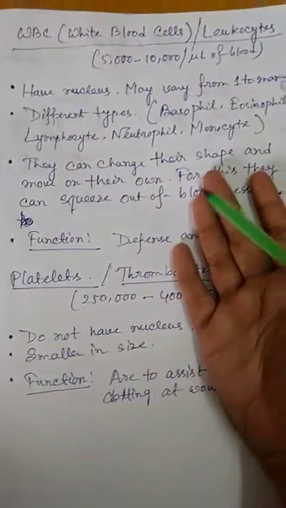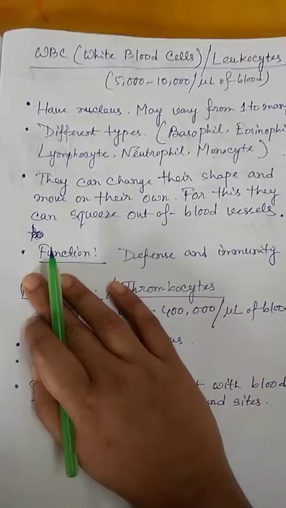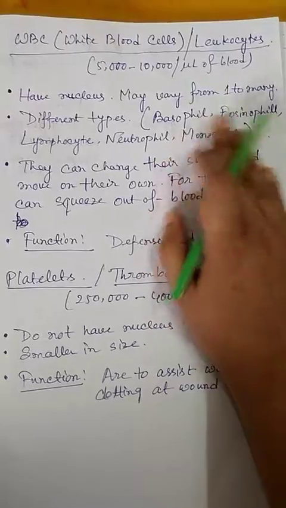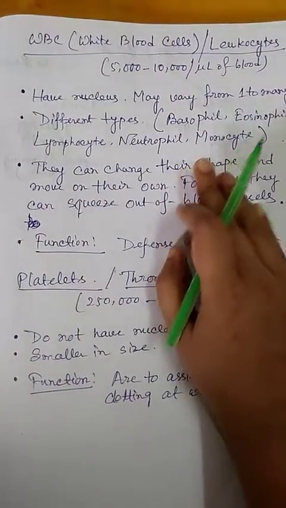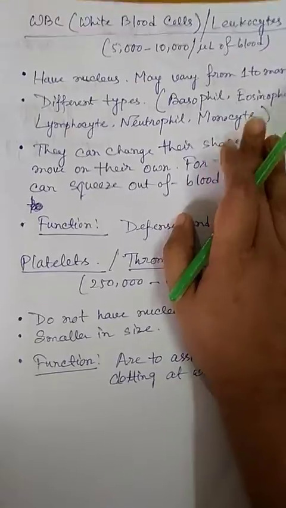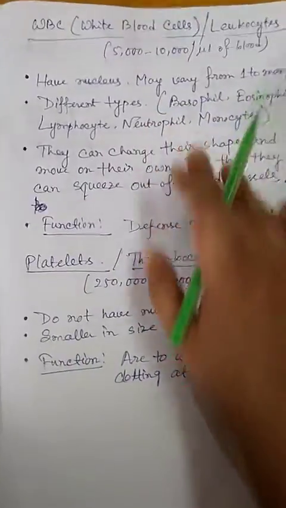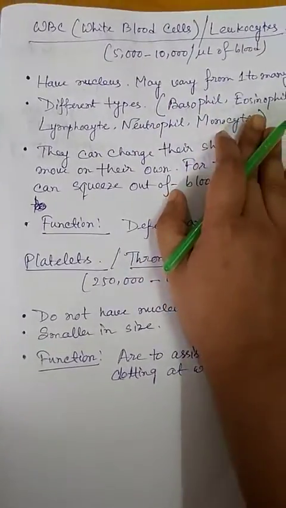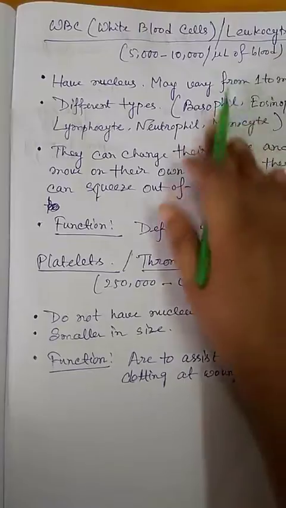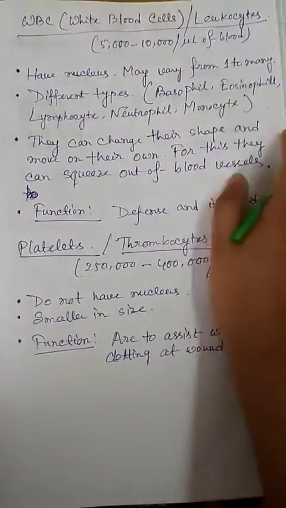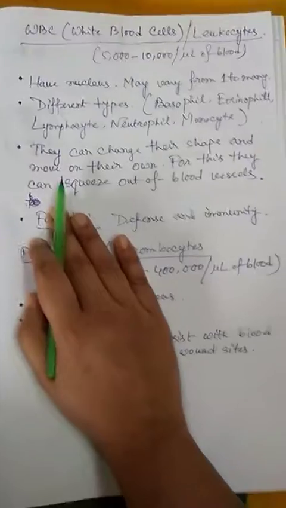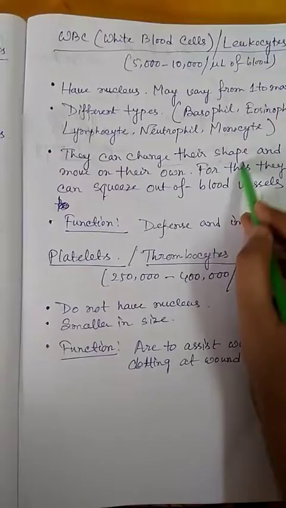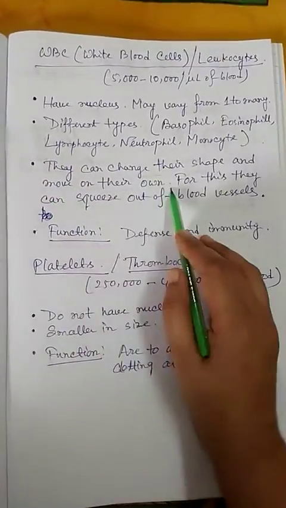Some of them have one nucleus, some of them have two nuclei. So on the basis of nucleus we can classify them, like the basophil, eosinophil, neutrophil, monocytes, etc. are the other types of white blood cell. Collectively we call them WBC. Now they have nucleus, as I said the number may differ in different types of WBCs. Another important thing, they can change their shape and move on their own.